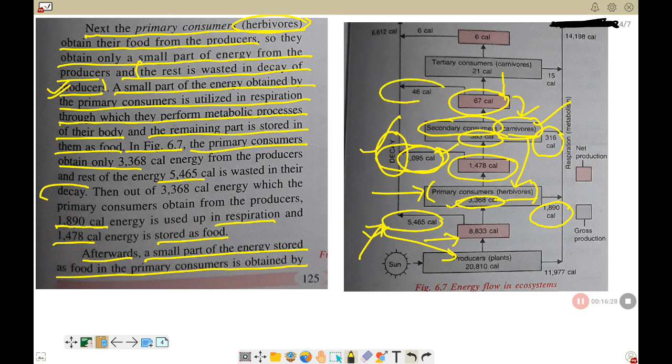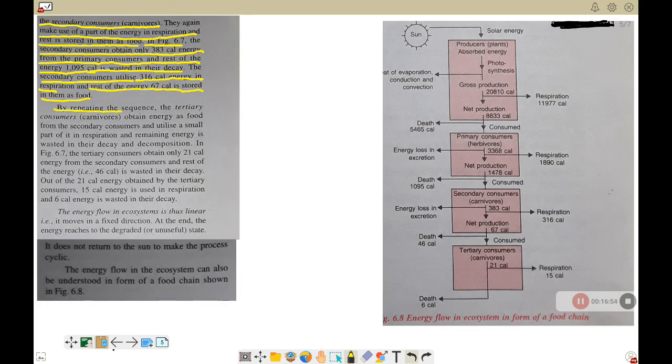Out of the 67, again 46 calories is wasted in decay, and only 21 calories is received by the tertiary consumers. Tertiary consumers use 15 calories of energy for respiration, and 6 calories reaches the end of this food chain. By repeating the sequence, the tertiary consumers, that is carnivorous, obtain energy as food from the secondary consumers and utilize a small part of it in respiration, and the remaining energy is wasted in their decay and decomposition. In figure number 6.7, the tertiary consumer obtains only 21 calories of energy from the secondary consumer, and the rest, that is 46 calories, is wasted in decay. Out of 21 calories obtained by the tertiary consumer, 15 calories is used in respiration, and 6 calories is wasted in their decay.